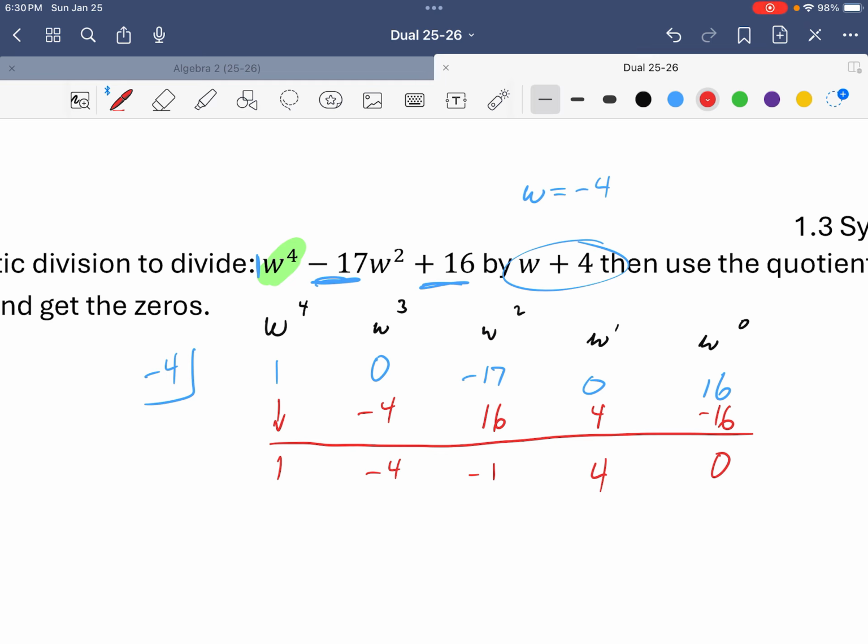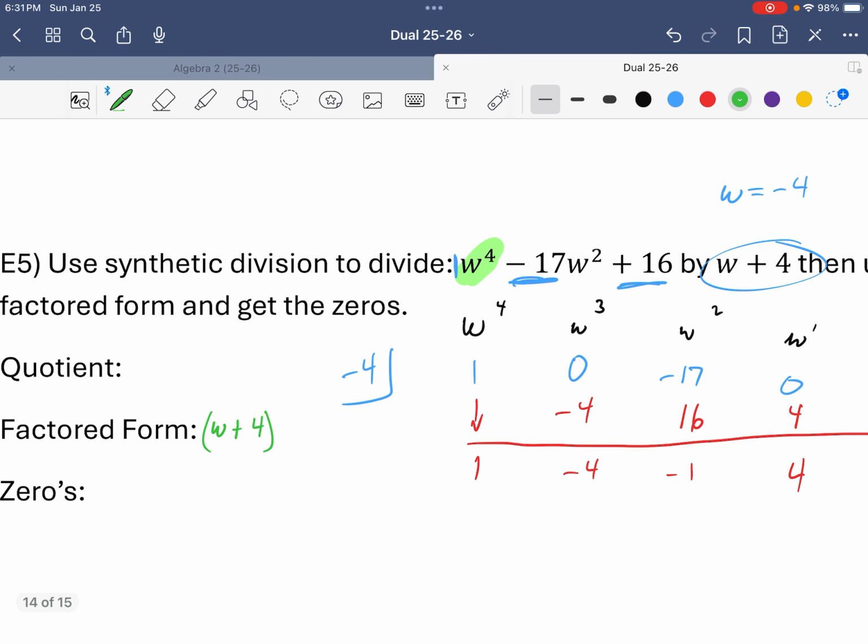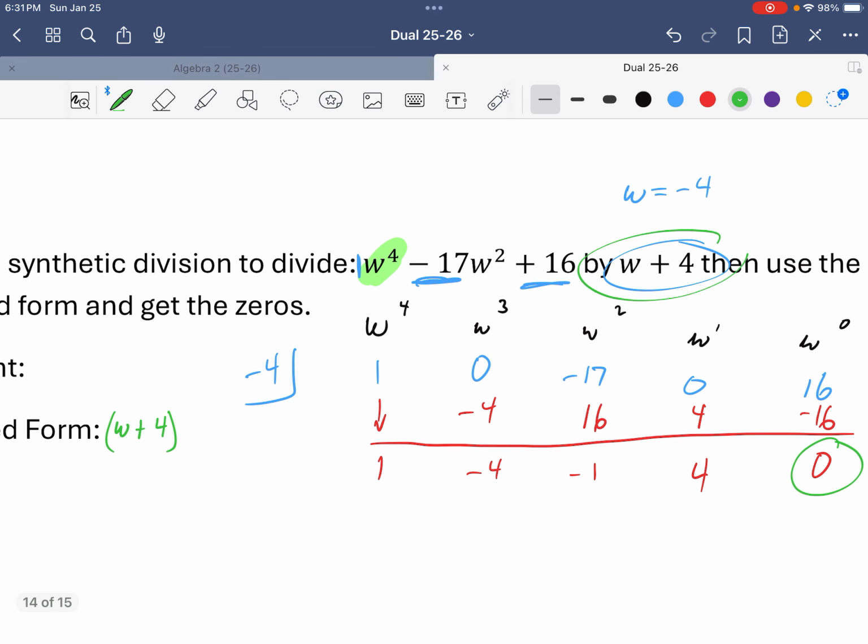So real quick, what does that even mean? Since I got a 0, then I'm able to say that W plus 4 is a factor. I know that for a fact because I got 0. See the W plus 4 right there? I know that's a factor. Got it. I have 1.